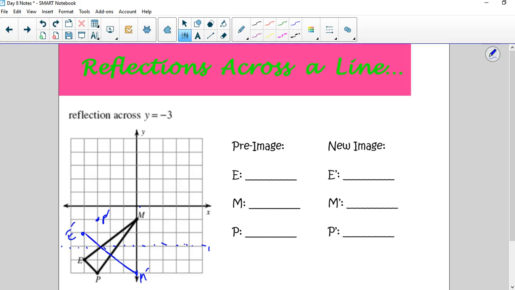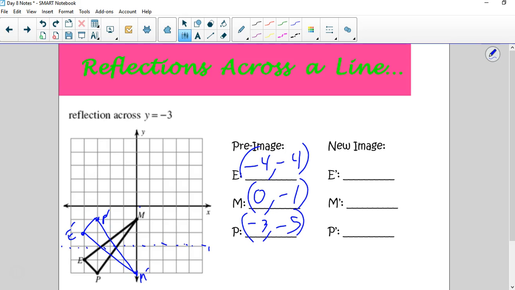And then I connect my dots, and there's my triangle. Kind of forms a funky looking X. So real quickly, we put our points in. 1, 2, 3, 4. 1, 2, 3, 4. -4, -4. M, 0, -1. And P is at 1, 2, 3. 1, 2, 3, 4, 5. So -3, -5.